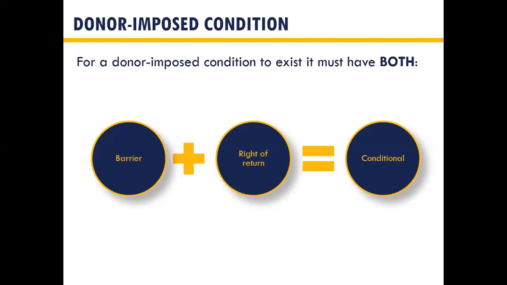And if it's unclear and the documentation clearly is not indicating that it is conditional, you would determine that it's unconditional. Another thing to point out is that these two items, both your barrier and your right of return, need to be included in your agreement or in your contract, or within a document referenced within your agreement or contract. Perhaps your actual grant agreement references other standard terms and conditions, and those standard terms and conditions include both the barrier and the right of return. It would need to be actually laid out in either of those places in order to be considered a condition.